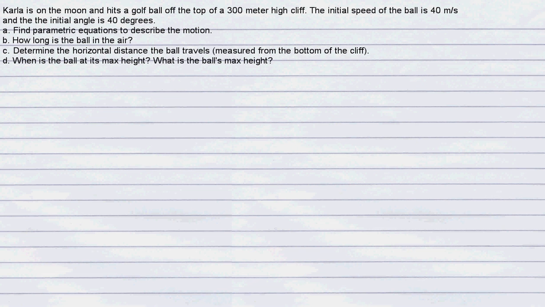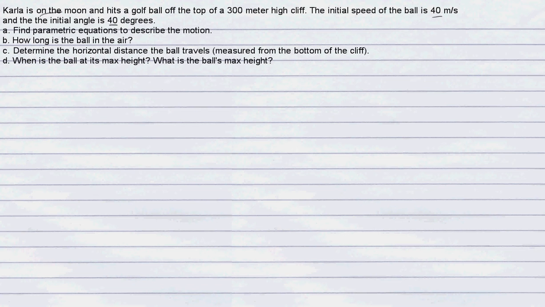Hello, this is Mr. Waters with part B of our projectile motion examples here, and this one is going to be a little more complicated. On this one, as you can see, Carla is on the moon instead of being on the Earth, and she's going to hit a golf ball from the top of a 300-meter high cliff with an initial speed of 40 meters per second and an initial angle of 40 degrees.